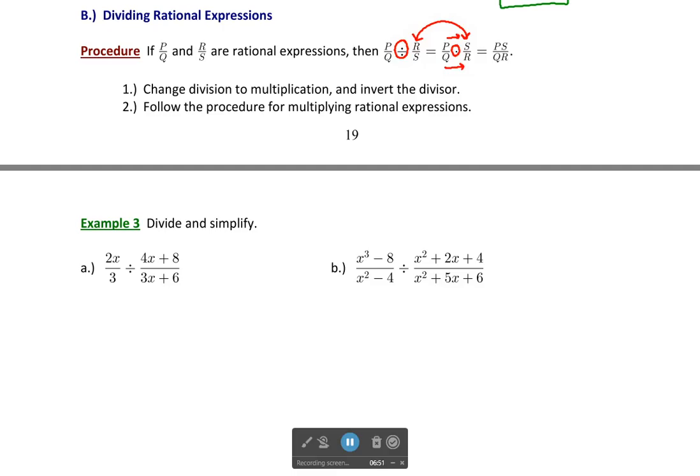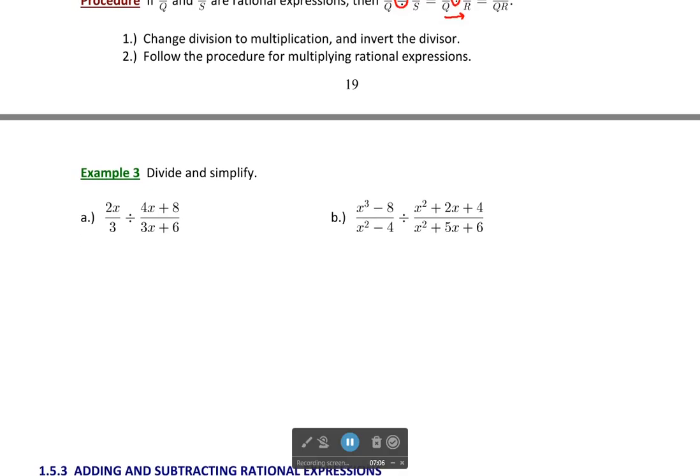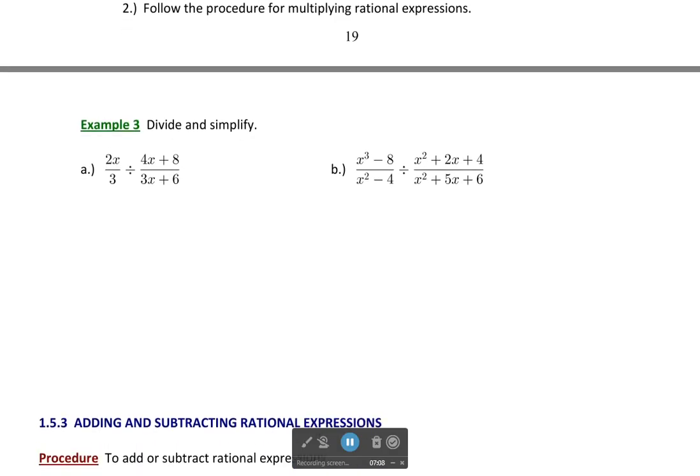So to apply this to rational expressions, number one, we're going to change division to multiplication and invert the divisor, or the second fraction there. And then we're going to follow the procedure for multiplying rational expressions that we just practiced. Okay, let's give this a try on example 3.